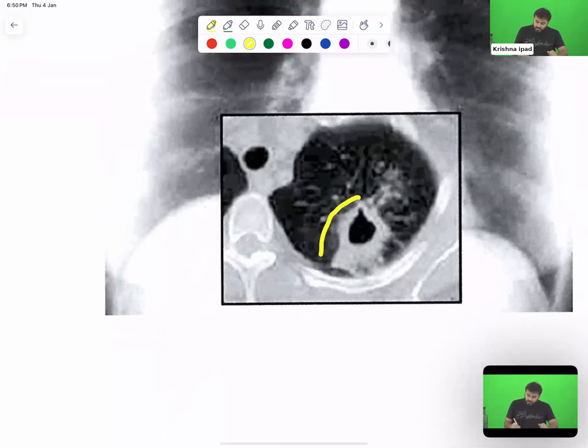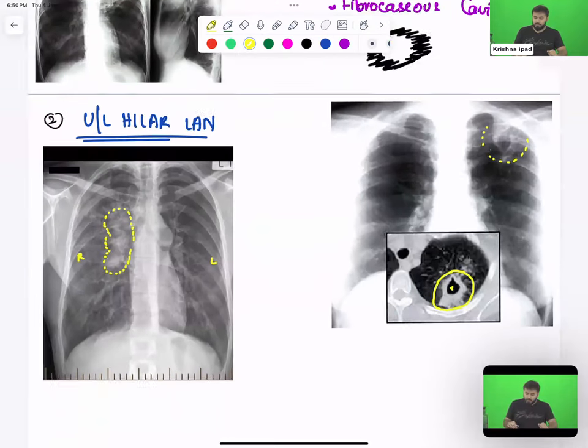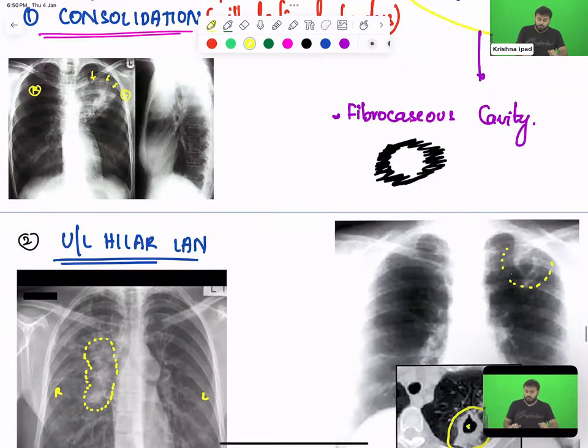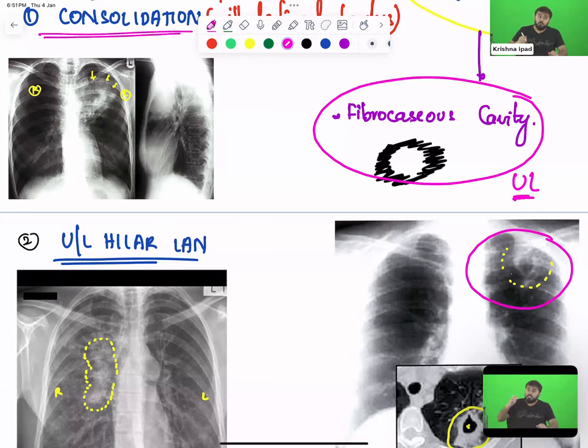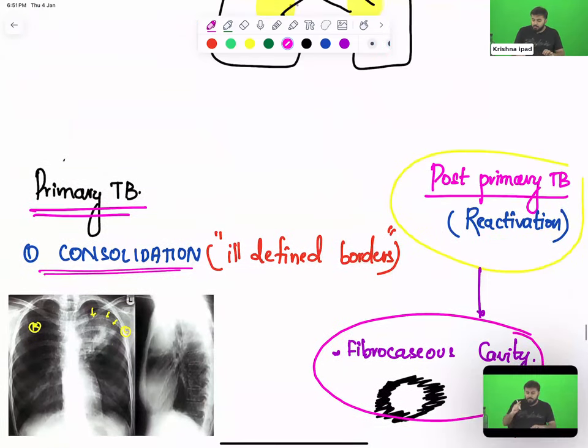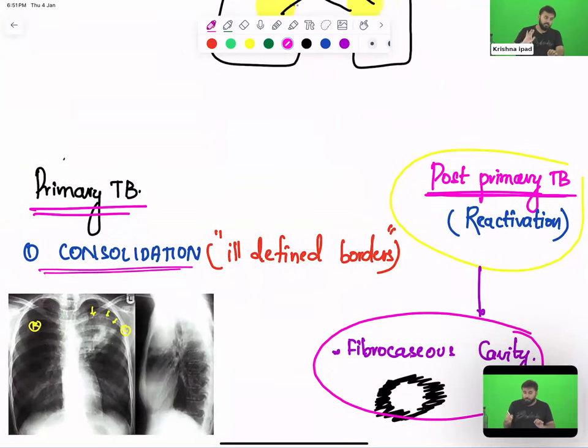In the HRCT scan, like this, you can very clearly see a very clear fibrocaseous cavity. In the center, this black color thing is called a cavity. Now, where do you see this usually? These are most commonly seen in the upper lobes. See, this is the upper lobe of the lung, right? This is the only finding which you need to know in case of post-primary TB or reactivation TB.